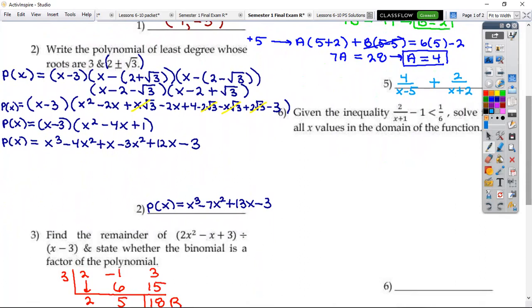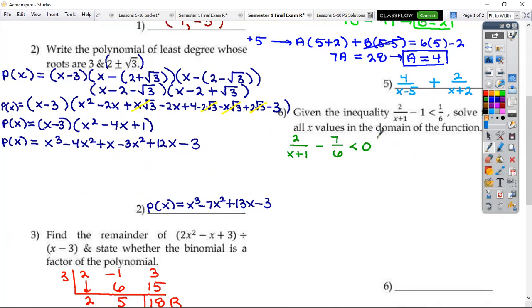Next, your inequalities. 6 and 7 are kind of similar. First thing we want to do is get this to be less than 0. So I'm going to take the 1/6 and subtract it over. So on the left-hand side here, I'm going to have 2 over x plus 1, and then minus. So if you do -1 minus 1/6, that would be 7/6, and that is less than 0.